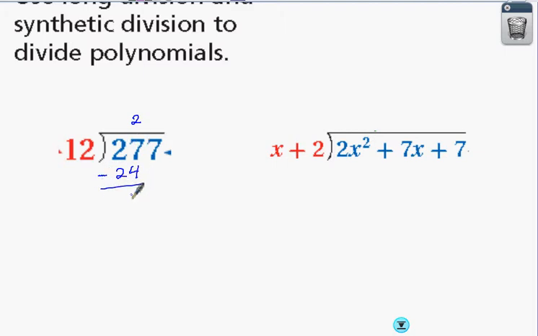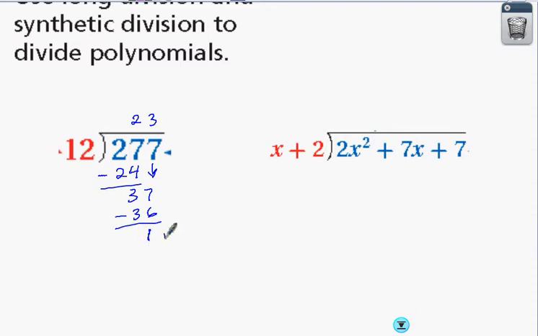So we would go 7 minus 4 is 3. And now we would bring down the next digit, in this case 7. And then we would go ahead and ask how many times does 12 go into 37? And we would say 3. And multiplying 2 times 3, we would get 6. And 1 times 3, we would get 3. And then we would subtract that from the number above us. And we would wind up with 1.